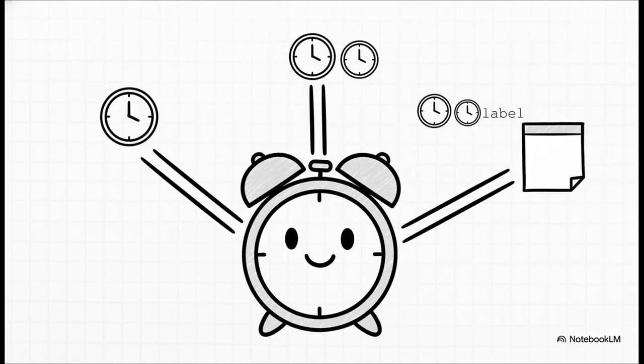So check this out. This is a concept called method overloading. Look at this setAlarm function. It's one name, but it kind of has multiple talents. You can give it just an hour, or you can give it an hour and a minute, or you can even add a custom label. The same function name is smart enough to handle different sets of inputs. This makes your code incredibly flexible and clean.